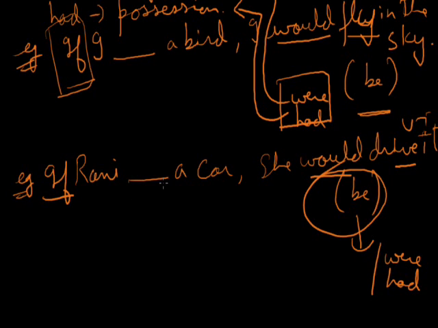Now, if I use were over here, if Rani were a car, she would drive it. It doesn't make any sense. So, what we will do, we'll use had over here. That means it shows the ownership, the possession. That means if Rani had a car, she was an owner of a car. So under that situation, she would drive it. I hope things are clear to you.